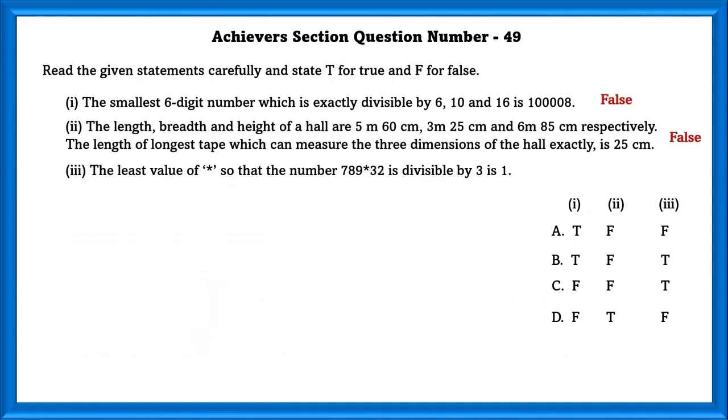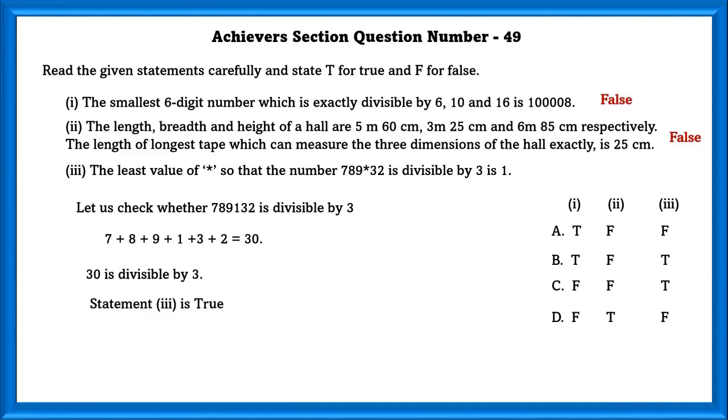Third one, the least value of star so that the number is divisible by 3 is 1. The divisibility rule of 3 is to add all the digits and check if the sum is divisible by 3. So if we add all the digits, substituting the value of 1 in star, we get 30, which is divisible by 3. So statement 3 is true.